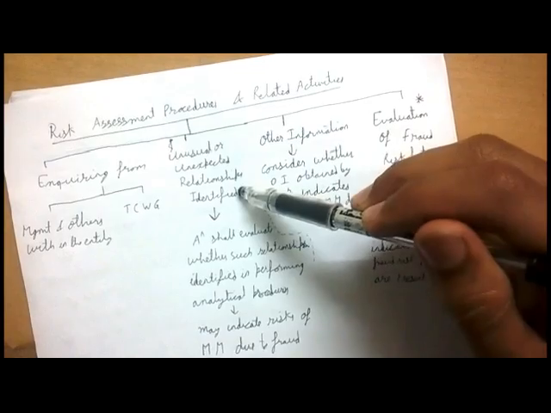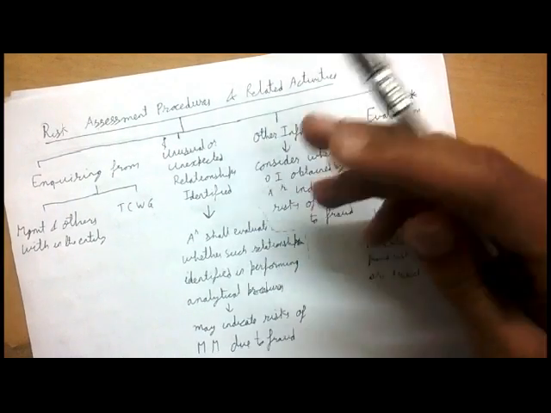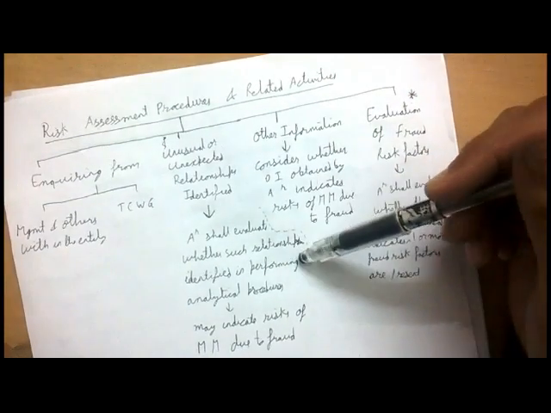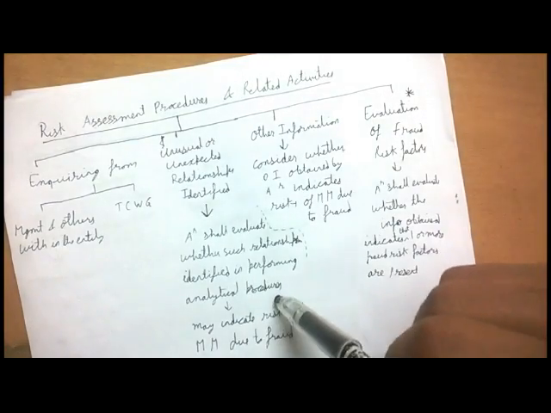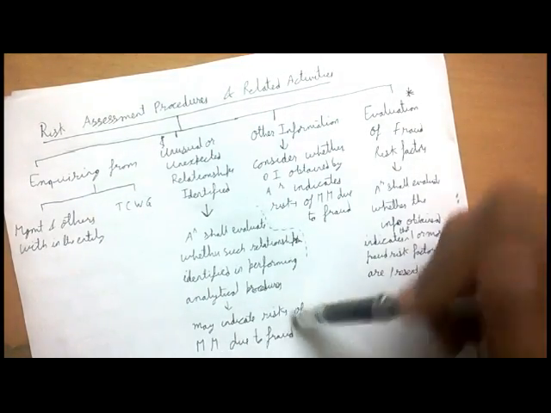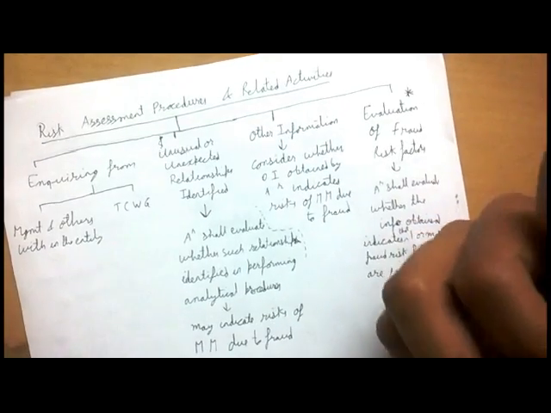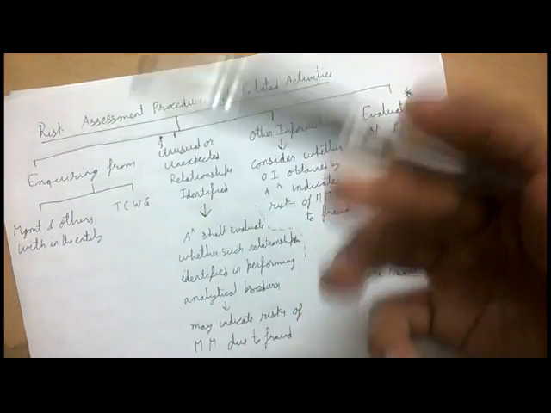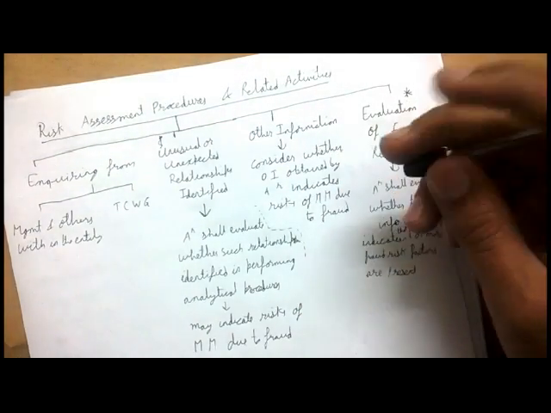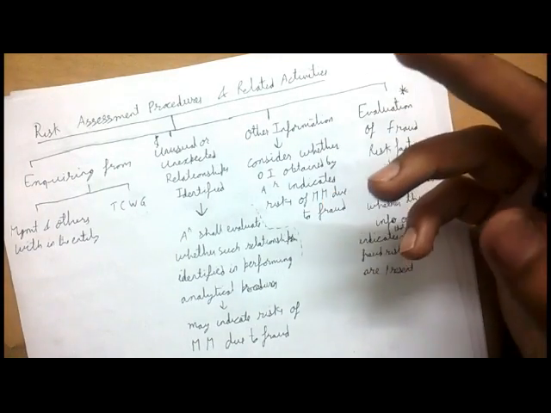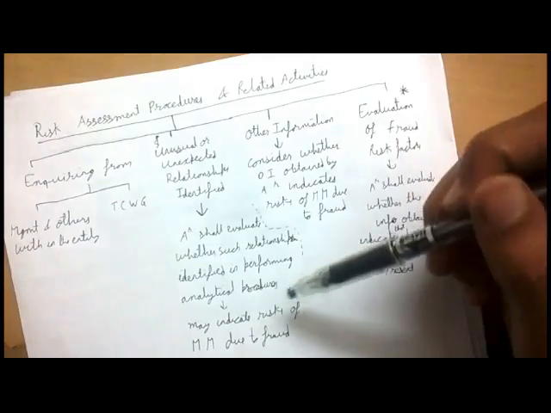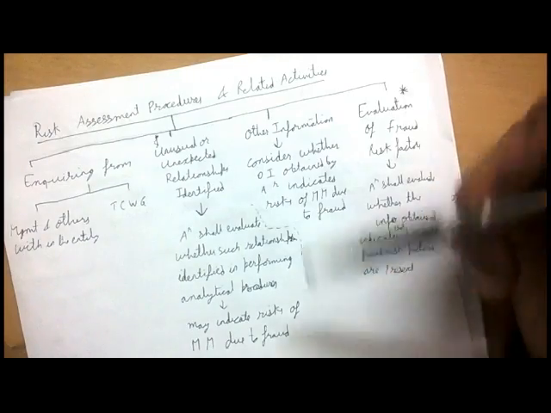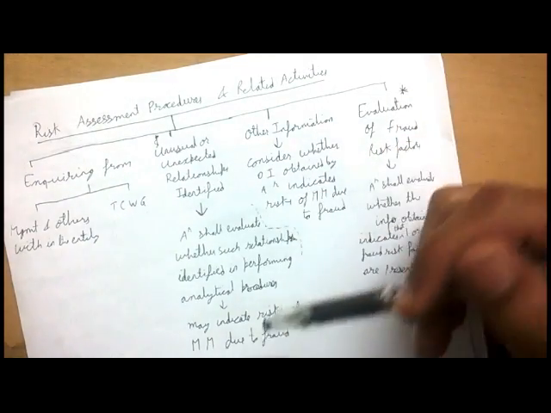Then unusual or unexpected relationships have to be identified. If there is any unusual or unexpected relationship, you need to identify those and evaluate whether such relationships identified in performing analytical procedures indicate a risk. Analytical procedures are always related to relationships. Maybe you perform ratios. You examine the trends, like what was there in the previous year, what is there in the current year. You examine maybe debt equity ratios, etc. By performing those analytical procedures, you evaluate whether they indicate a risk of material misstatement due to fraud.